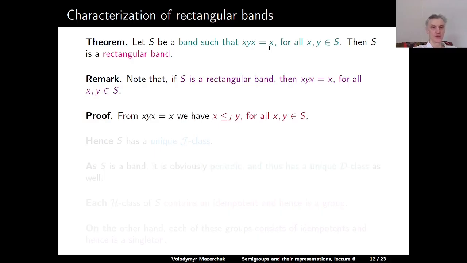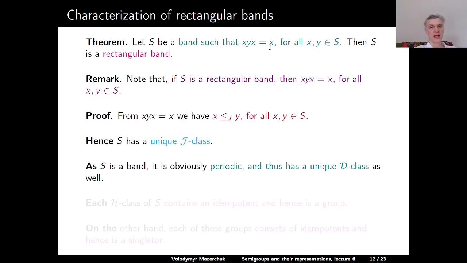Proof. From the identity xyx = x, we have that x is J less than or equal to y for any x, y in S. In particular, S has a unique J class. As S is a band, it's obviously periodic. Each element generates a one-element subsemigroup, and so S has a unique D class because D and J coincide.